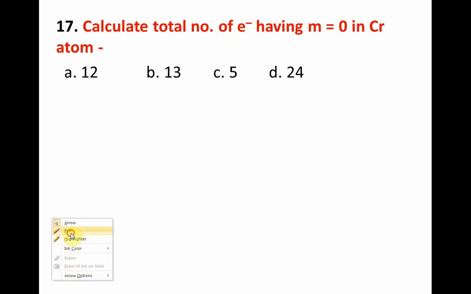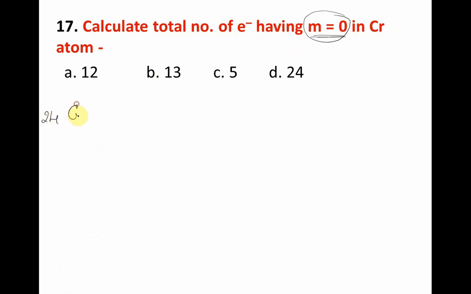Now calculate the number of electrons having magnetic quantum number equal to 0 in a chromium atom. We have to calculate the total number of electrons with m equal to 0 in chromium. The atomic number of chromium is 24. The electronic configuration is 1s2, 2s2, 2p6, 3s2, 3p6, 3d5, 4s1.